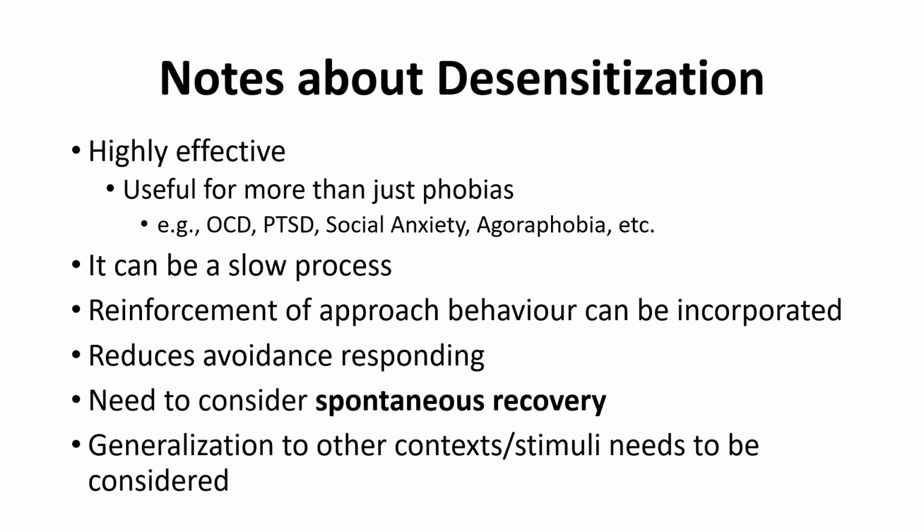We can, of course, combine systematic desensitization or any kind of desensitization with any of the other techniques that we've talked about throughout this course. Things like reinforcing positive behaviors, like approaching something that you're afraid of, could help make that process go faster. When someone's afraid of something, they're more likely to run away. But if you reinforce that approach behavior, then you can help them get closer to it faster. You can help reduce that avoidance responding, because avoidance responding tends to come from that fear response. When you're afraid, you want to run away. If we can reduce that fear, then they're less likely to run away.